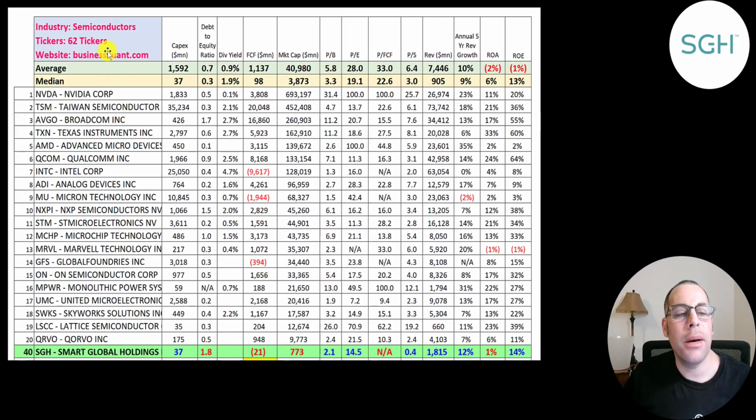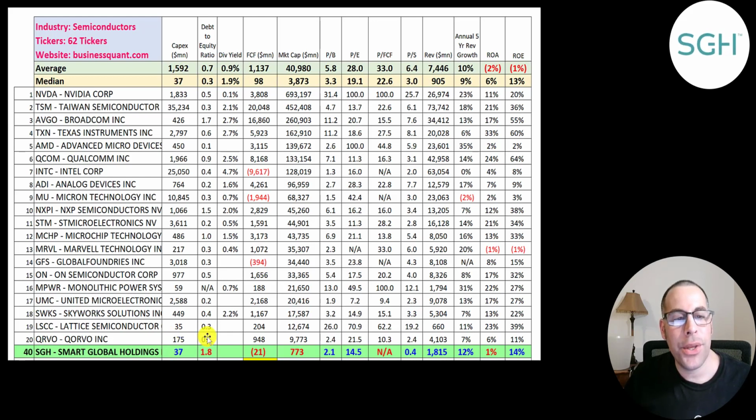There are 62 companies in the same industry as Smart Global. If Smart Global has a number in red, their number is worse than the median. If they have a number in blue, it's better than the median. So the average CapEx spend is 1.6 billion. The median is 37 million, which ironically is their number.